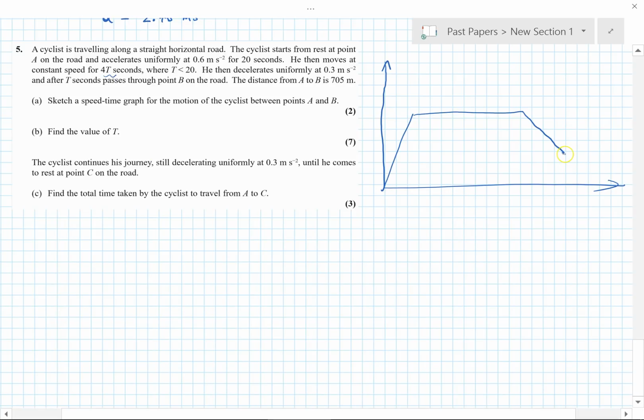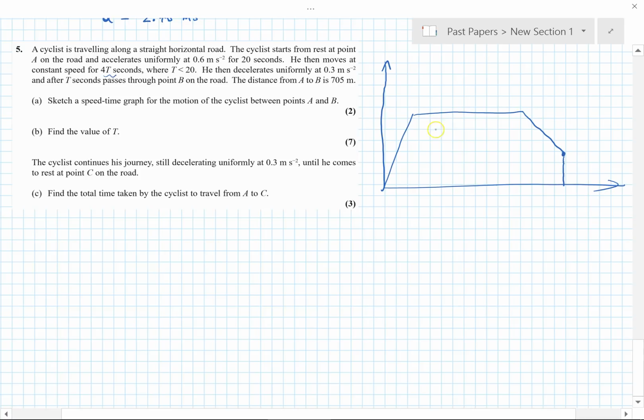it just stops suddenly before it would have come to rest anyway. So at some point B on the road, the graph looks a bit like that at this stage.